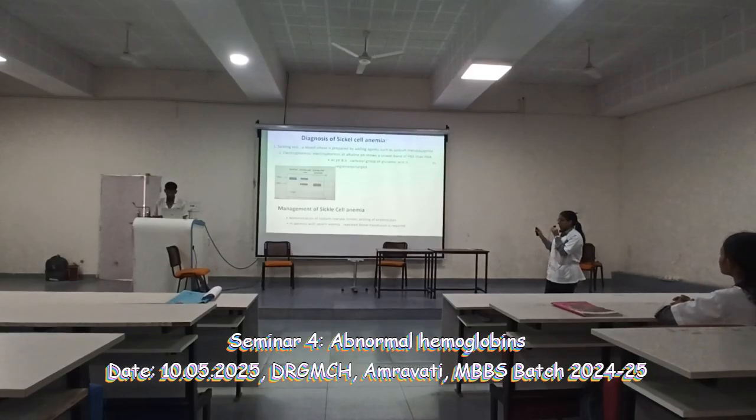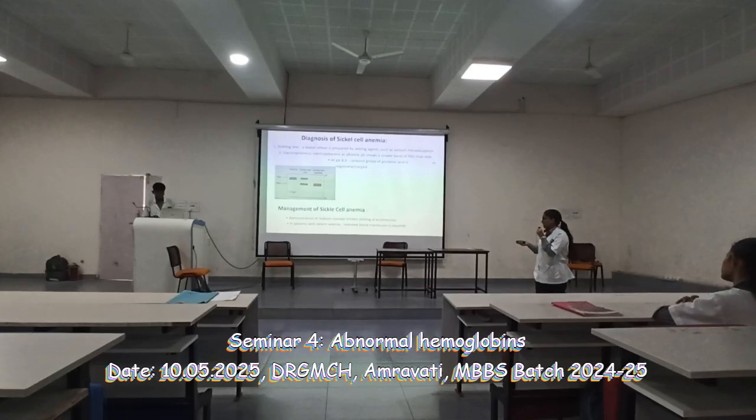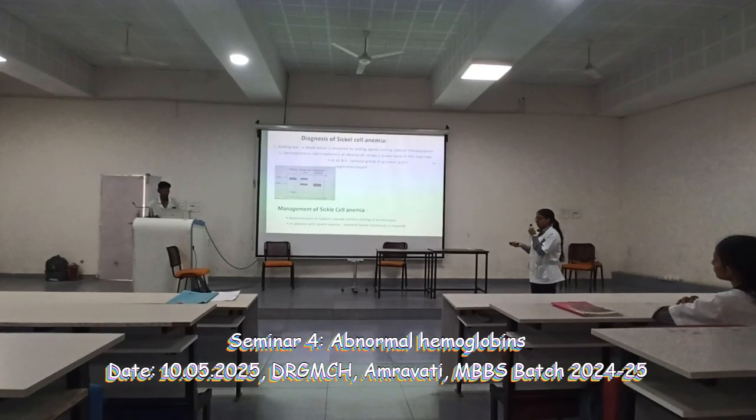Therefore it moves slower than adult hemoglobin, as we can see here. And for the management of sickle cell anemia, administration of sodium cyanate inhibits sickling of erythrocytes, and in patients with severe anemia, repeated blood transfusion is required. Now, further, thalassemia will be continued by Rahul.